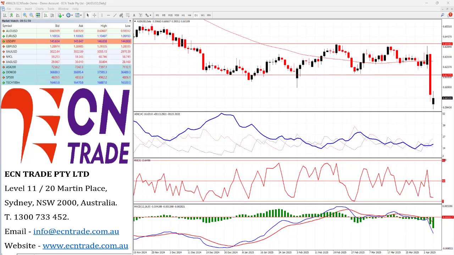Well, the market was very volatile on Friday and continues to the start of this week as the US-China trade tensions flared on Friday, sending the Australian dollar to a 5-year low below the 60-cent level, last seen during the COVID-19 pandemic. The sharp drop followed China's announcement of a 34% retaliatory tariff on all US imports, set to take effect Thursday in response to President Trump's new tariff regime.